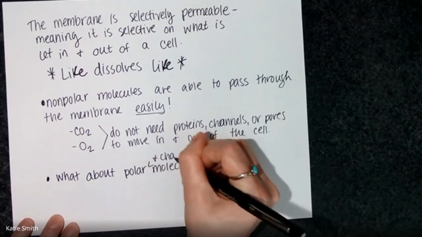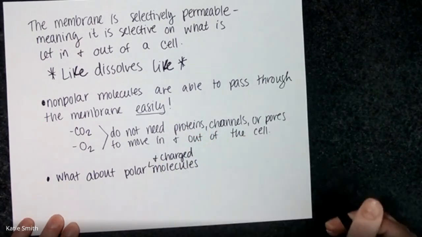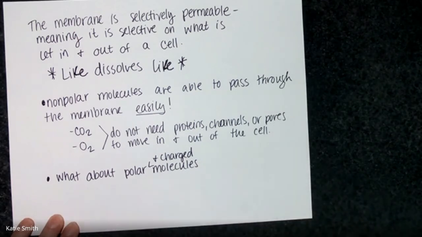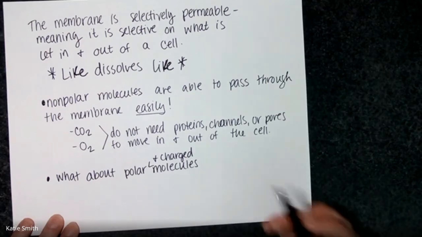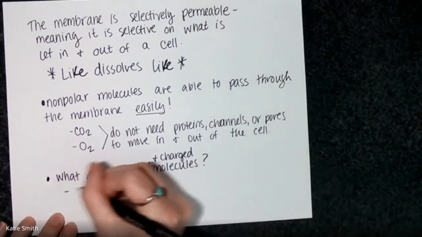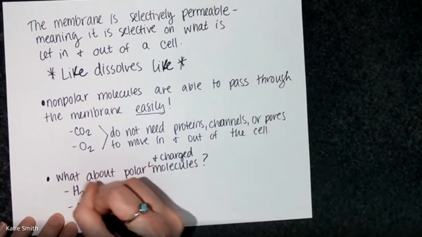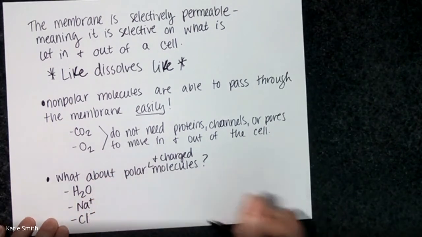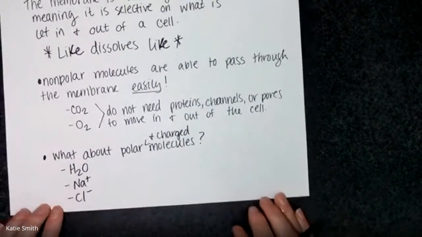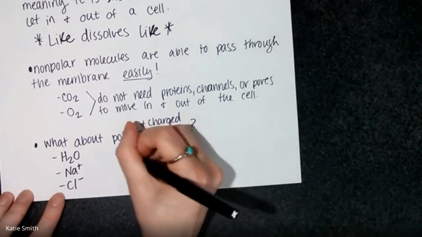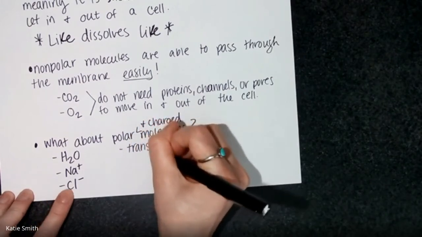And charged. So again, polar just means that it's got a partial positive and partial negative, whereas charged would be like the molecule itself has a negative charge or a positive charge. So what do you think about those molecules? So like water or sodium or chloride. How do you think those get through? Good. So these get through with the help of what are called transport proteins.